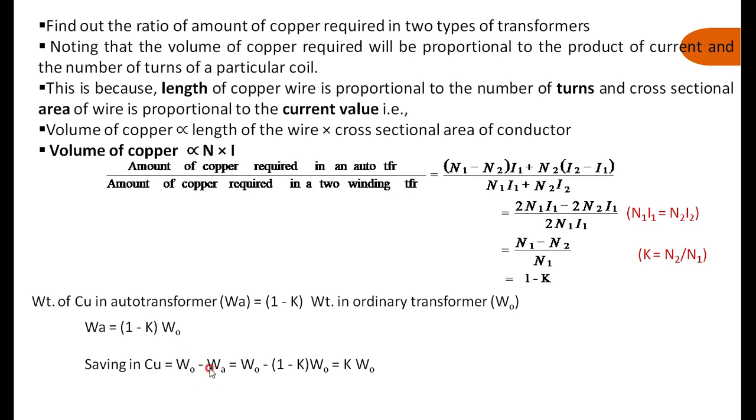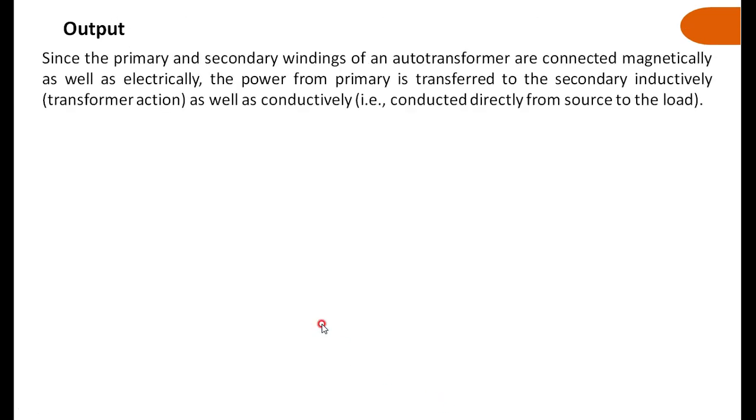Then the saving of the copper is W0 minus WA, that is the copper required for the two winding transformer minus the copper required for the auto transformer. What I am getting is W0 minus (1 minus K) into W0. Simplifying, we get K times W0 as the copper saving if you are using the auto transformer for transferring the same amount of power. That is the copper saving is K times W0. This is how we derive the equation for copper saving. The saving of the copper is K times the weight of the copper required in the ordinary transformer. Then we move to the output of the auto transformer.